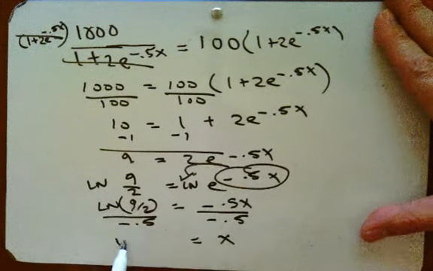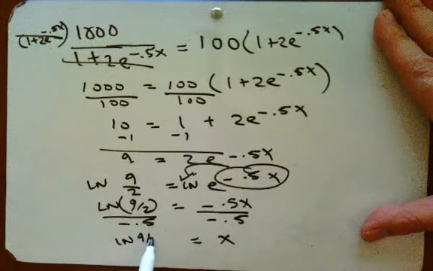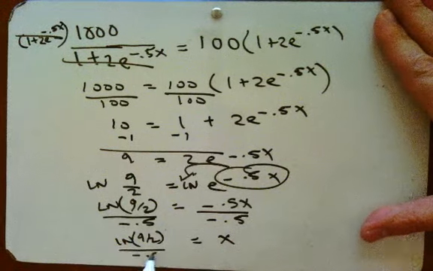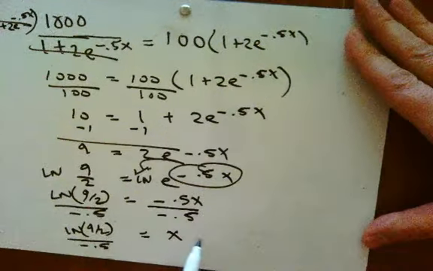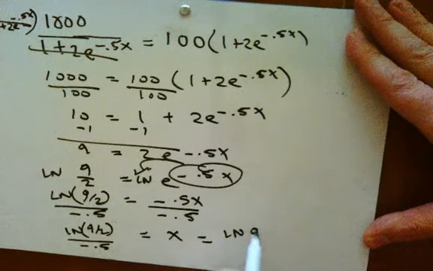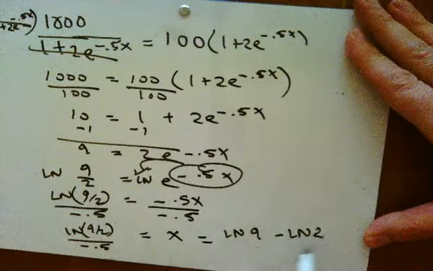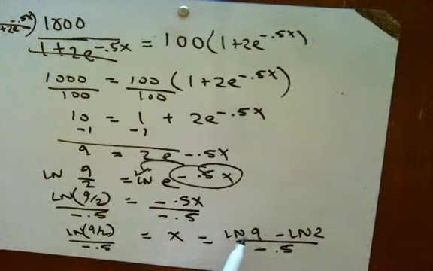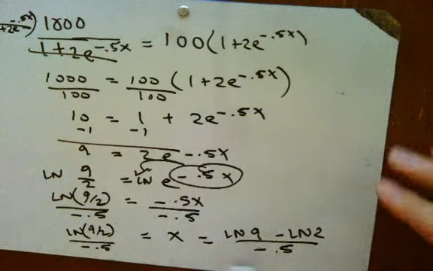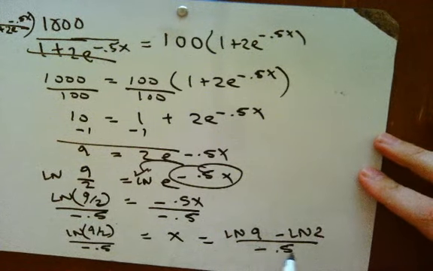And now we have to take the ln of both sides and use our power rule to bring this down. ln of 9/2 equals negative 0.5x ln of e. Remember, we've said a number of times now that ln of e is 1. And so we're really just looking at this. To get x by itself, I'm going to divide by negative 0.5. And I'm going to get x equals ln of 9/2 over negative 0.5.